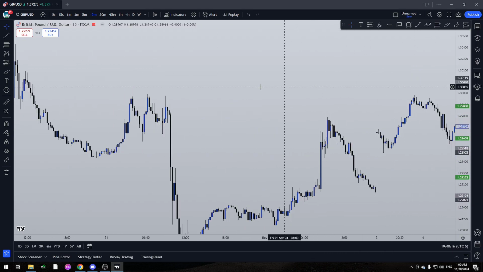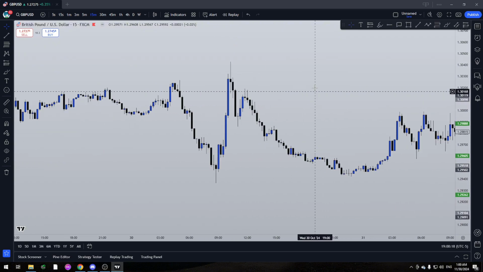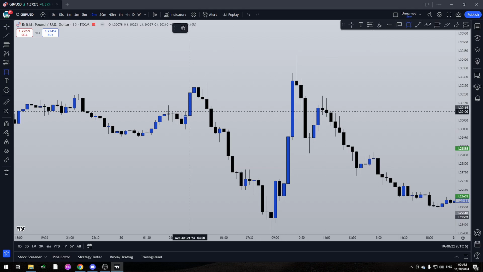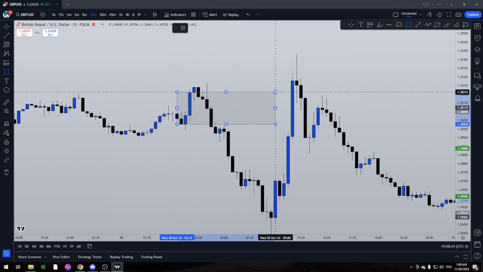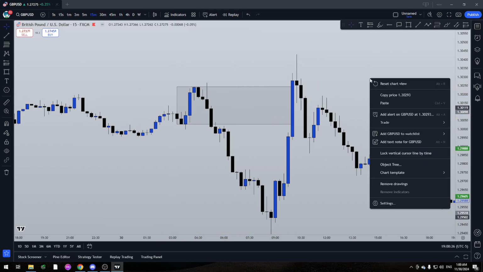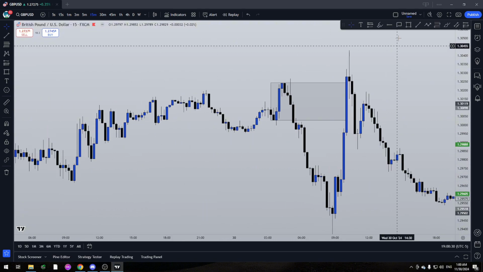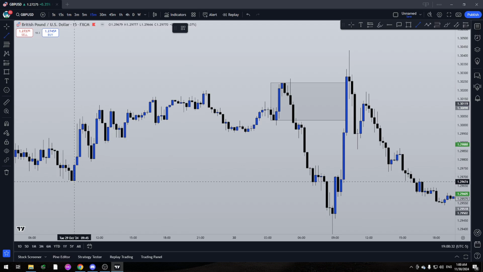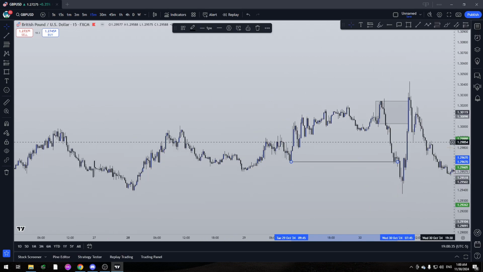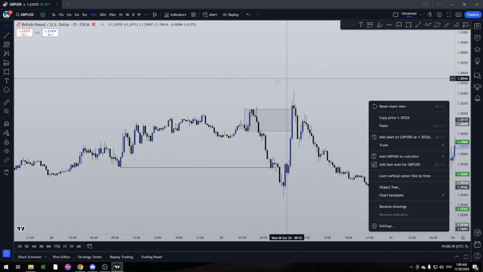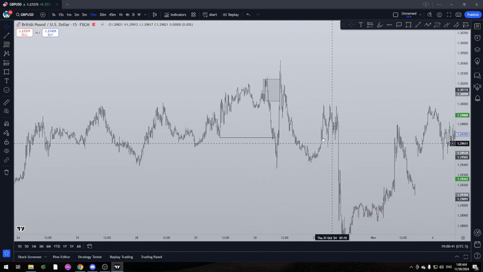Okay, I got something right here. So, as you can see, we got market. We got a zone right here, right? This push causes low to break. But you may wonder, okay, but why did we take out this high instead of respect the zone and fall? Because as you can see, we still fell.